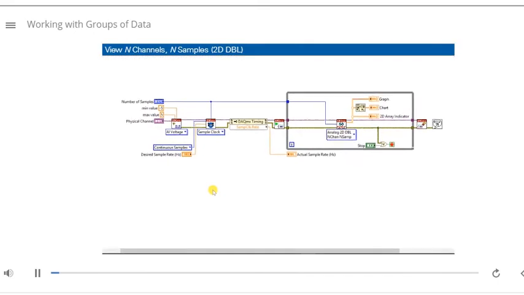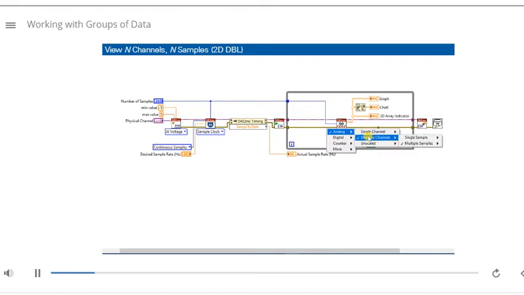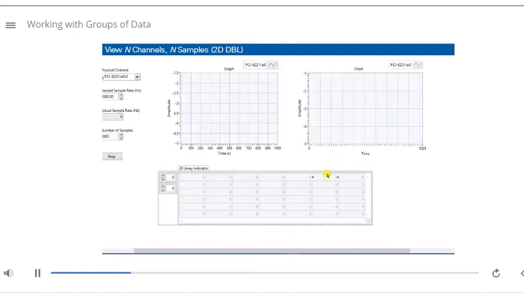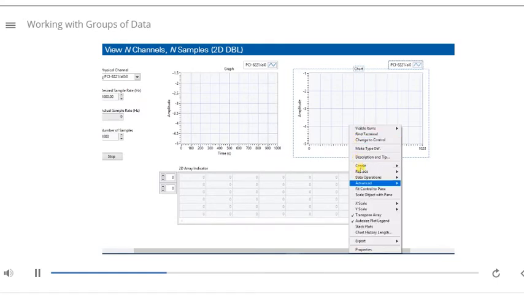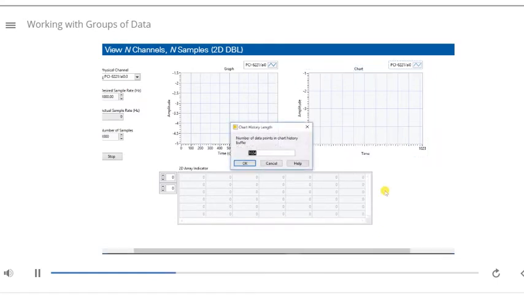This VI acquires and displays n-channel n-sample data as a 2D DBL array. Notice that the DAQmx Read is configured for multiple channels, multiple samples, and a floating point data format. I can visualize this data as a regular 2D DBL array indicator or in a chart indicator, which shows a history of data written to the chart. To configure how much historical data a chart can show, right-click it and select Chart History Length and change it.